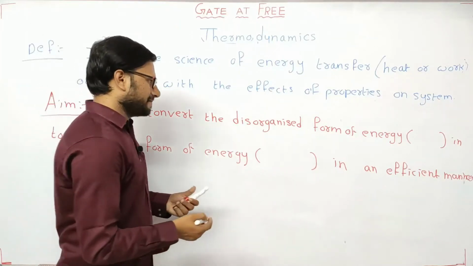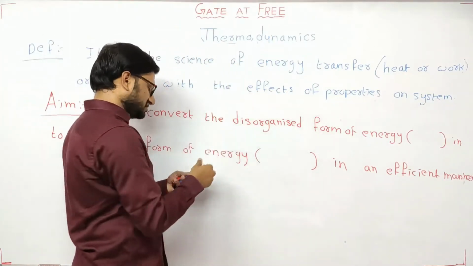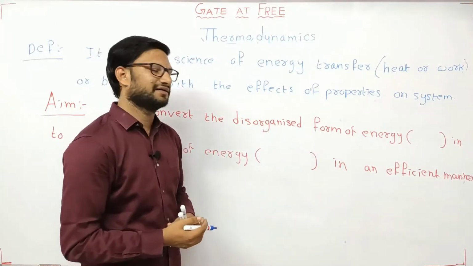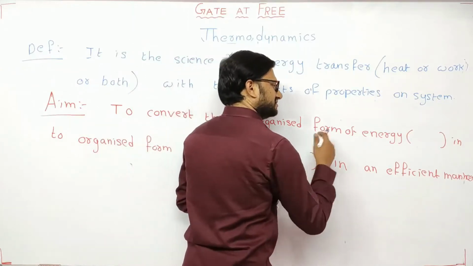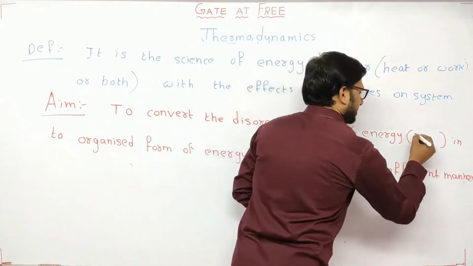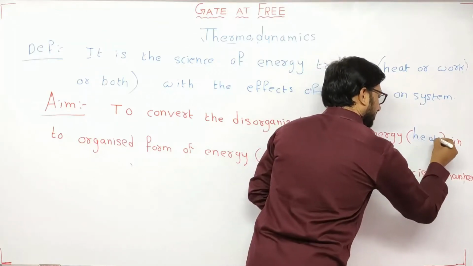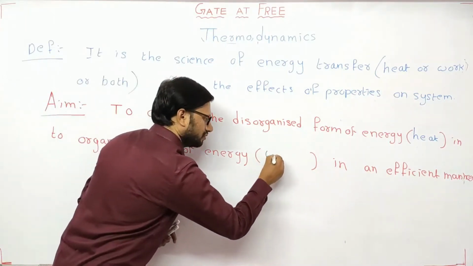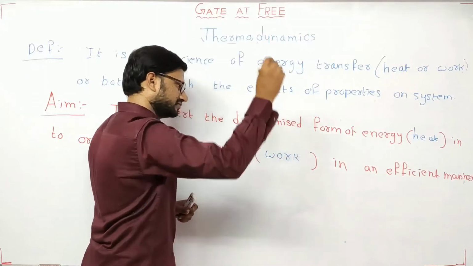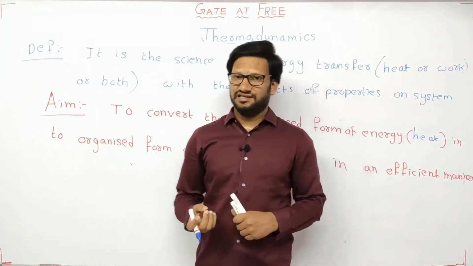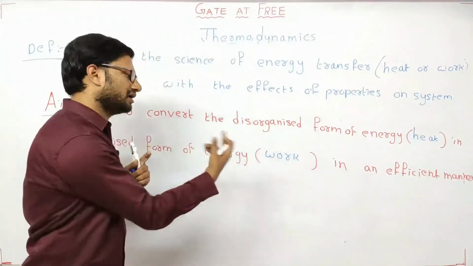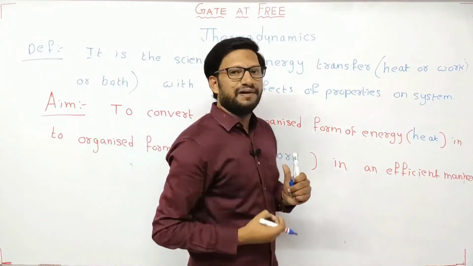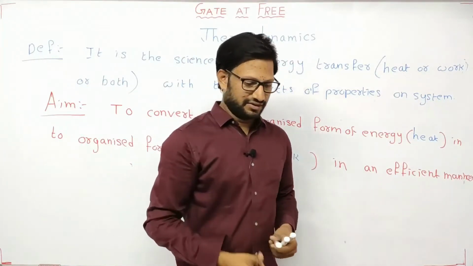Okay, right. Now what is meant by disorganized form of energy? Here I am saying the disorganized form of energy as heat and organized form of energy as work. Why I called heat a disorganized and work an organized form of energy? Now let me explain in practical manner.